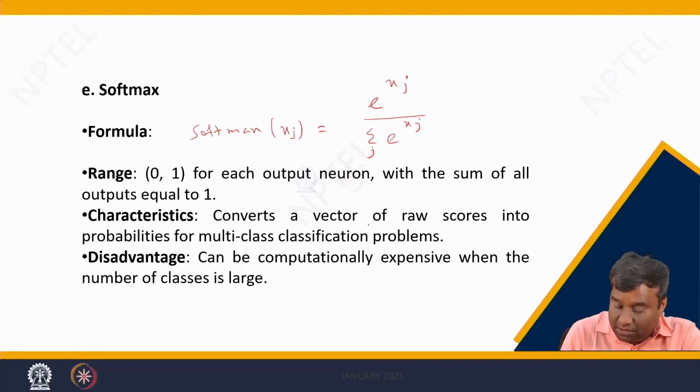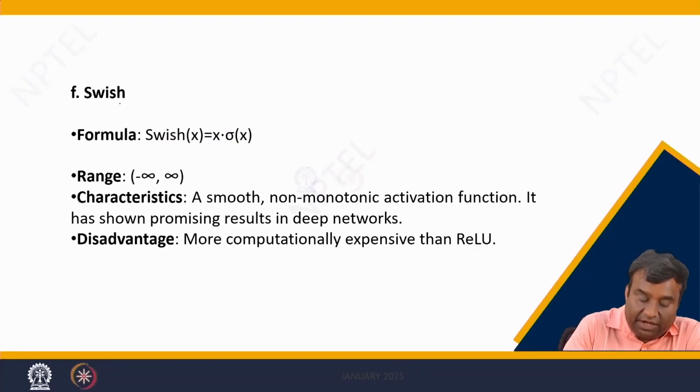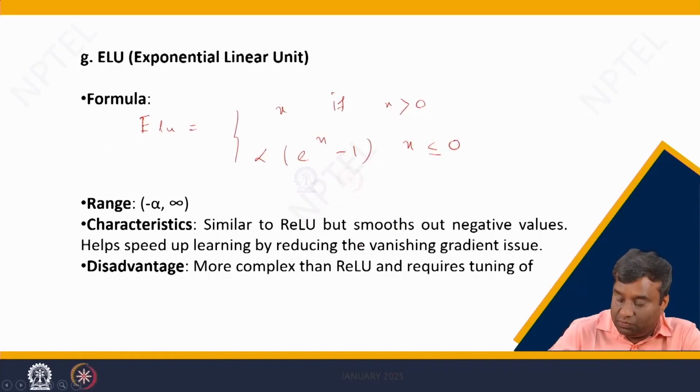Characteristics: converts a vector of raw scores into probabilities for multi-class classification problems. Can be computationally expensive when the number of classes is large. Next one is Swish. The formula for Swish is x times sigma of x, range minus infinity to plus infinity. Characteristic: a smooth, non-monotonic activation function. It has shown promising results in deep networks, but is more computationally expensive than ReLU.